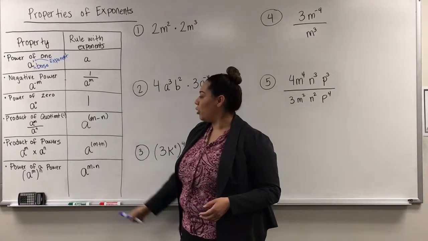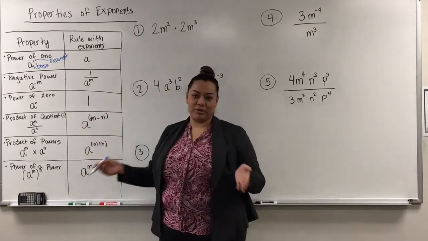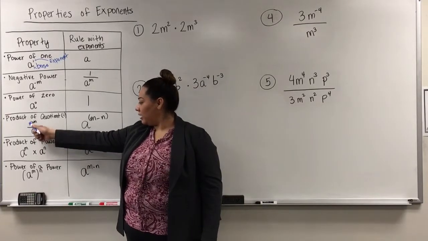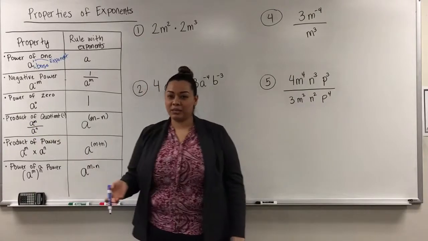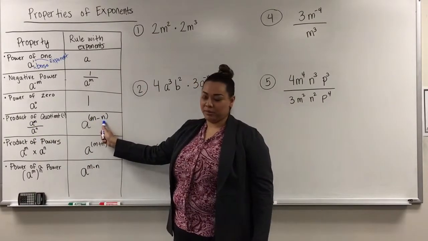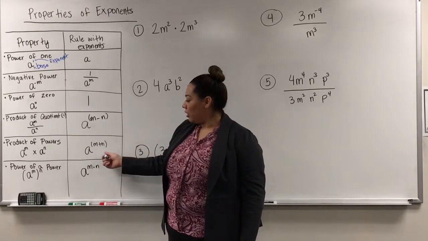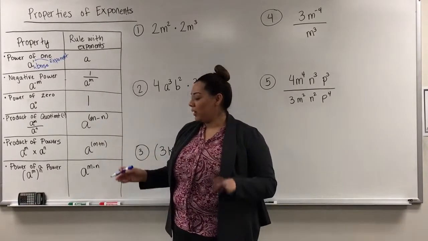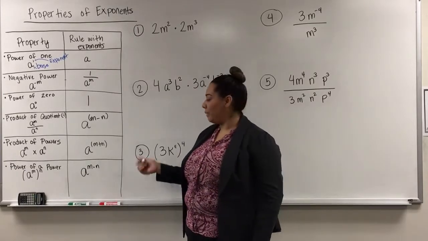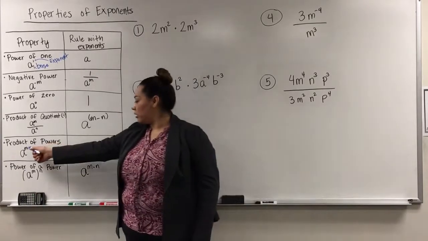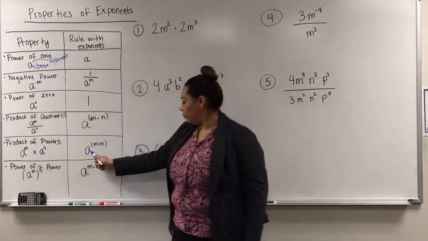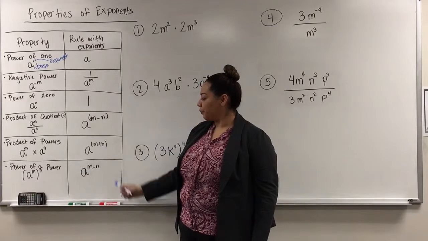The quotient of powers. Quotient just means division. So whenever you're dividing, it has to have the same base. Like right here, we have the A and the A, top and bottom. So what we do with the exponents, we subtract the top exponent minus the bottom exponent. The product of powers: when we're multiplying and it's the same base, the same letter or same number, what happens to the exponents? We're just going to be adding them. So a^m times a^n will be a^(m+n).